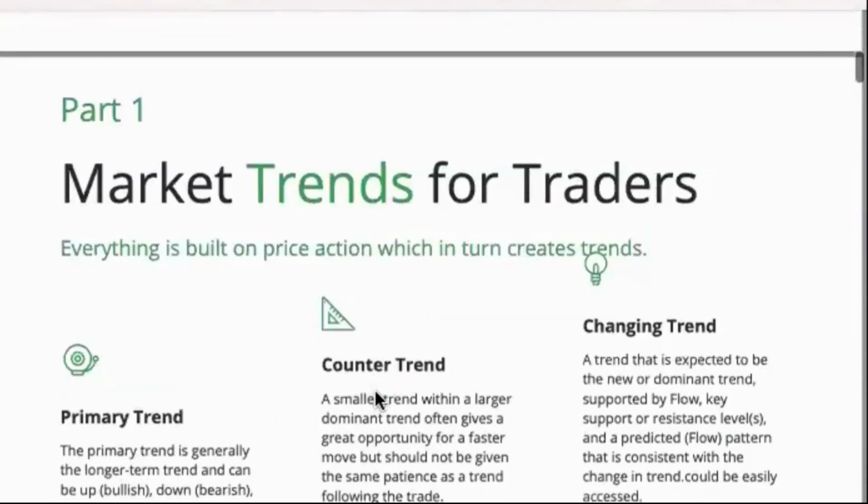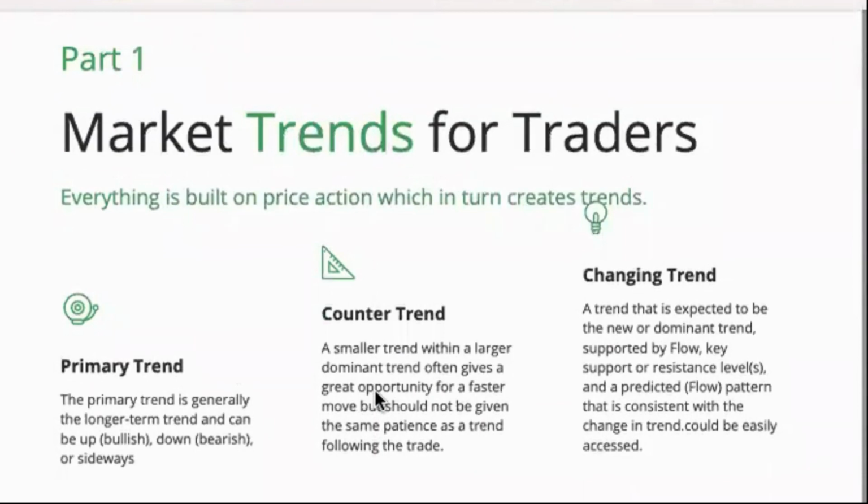Today, we're going to talk just a little bit about trends, the market trends for traders. Everything is built on price action, and all of that combined creates trends, right? There's the primary trend, which is generally the longer term trend, either bullish, going up, or bearish, going down, or sideways. Inside of those primary trends, they can actually have different measures of volatility, right? You can have a primary trend that's going up for minutes or days or weeks, and that primary trend can be steadily trickling up, or it can be bouncing way up, bouncing way down, bouncing way up, bouncing way down.